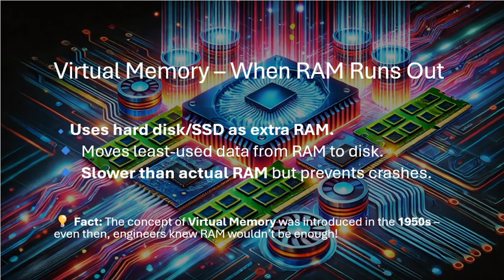There's another memory, which is virtual memory. So what happens when RAM runs out? That is, the memory inside the RAM is full. Virtual memory comes into play when our system runs out of RAM. It uses our hard disk or SSD as additional memory. The least used data gets moved from the RAM to disk, and the data which is needed is put in the RAM, preventing crashes. But this happens at the cost of speed. The concept of virtual memory was introduced in the 1950s. Even back then, the engineers knew that RAM wouldn't be enough for practical use in the future.